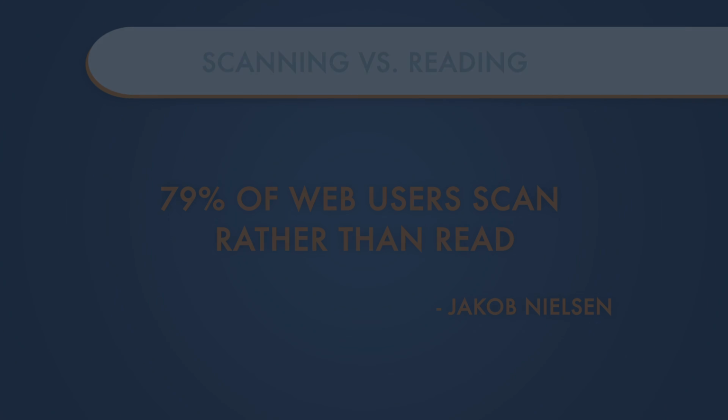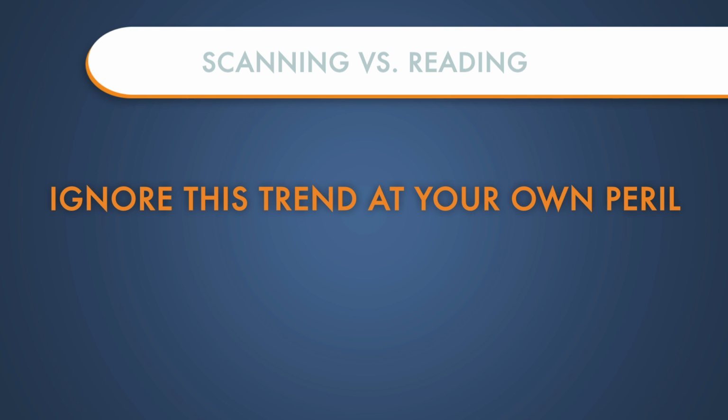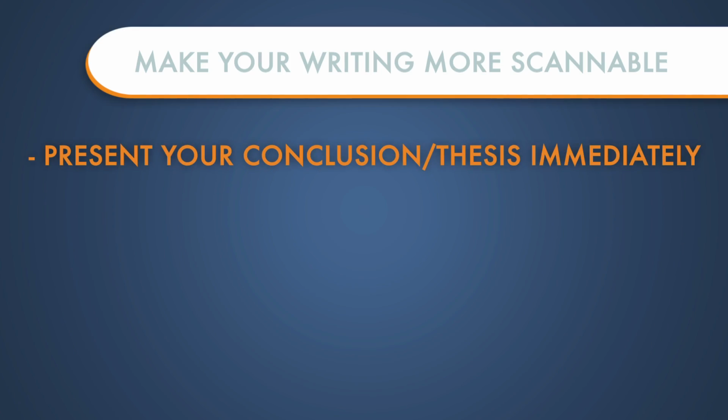Now, this number is not shrinking. It's probably actually going up. So you can either help them along by making it easier for them to scan, or you can ignore this trend and watch your readers decline. So here are some ways to make your content even more scannable for your readers who just want to scan through it quickly. First, make sure that you present your conclusion or thesis in the beginning. You want to make sure that the reader understands exactly what they're going to get and then provide examples and build upon that topic as the content goes.